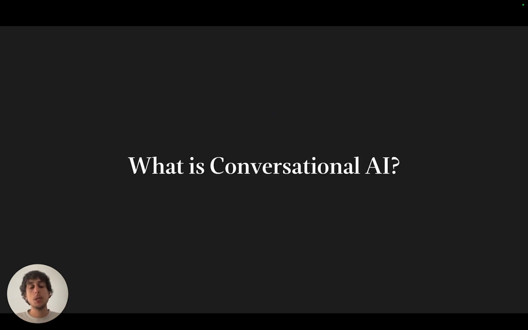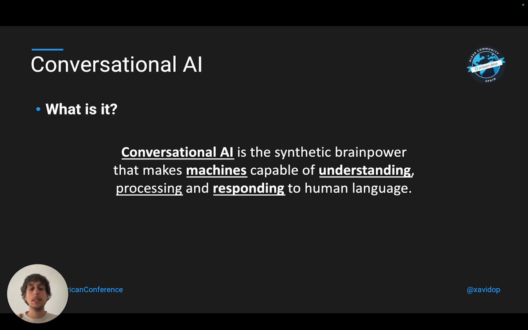So, conversational AI. What is conversational AI? Basically, it is the synthetic brain power that makes machines capable of understanding, processing, and responding to human language. It is the way to try to talk with machines in the most natural way, using natural or human language. Basically, it is when you are talking with a chatbot or an assistant and you don't even know that it is a chatbot, a robot, because the interaction is super natural. That's basically conversational AI.